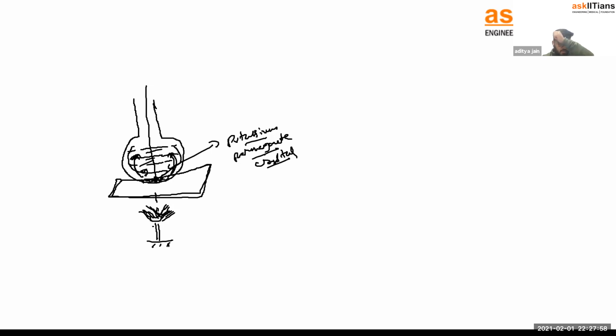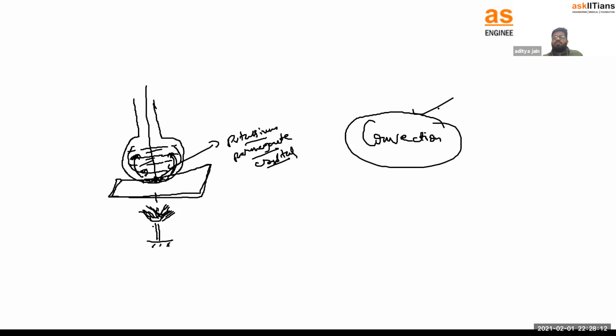So in this method, if you observe, there is no direct contact. There is a transfer of energy one by one, layer by layer. This process of energy transfer is known as convection, which is basically observed in liquids and gases.